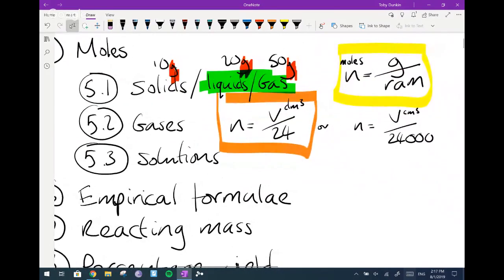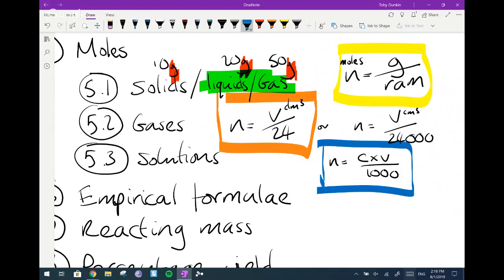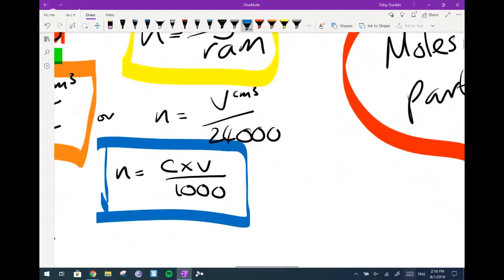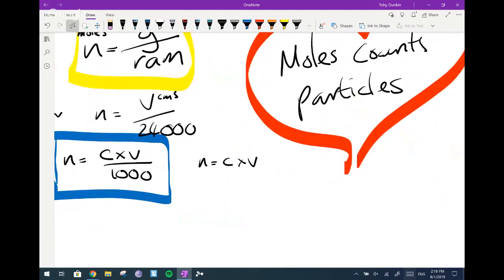So solutions, we then pick up a third equation, which is number of moles is C times V over 1,000. Now, those students who have me will recognize that, and in fact, it's easier for me to say the students who don't have me, because those who don't have me might see that they don't get taught that, and they'll get taught a slightly different one. They just get number of moles is C times V. That's very common. That's actually the original equation. I'll explain why I don't like it in a moment. But you can also have MV as well. There's also moles equals MV, capital M.